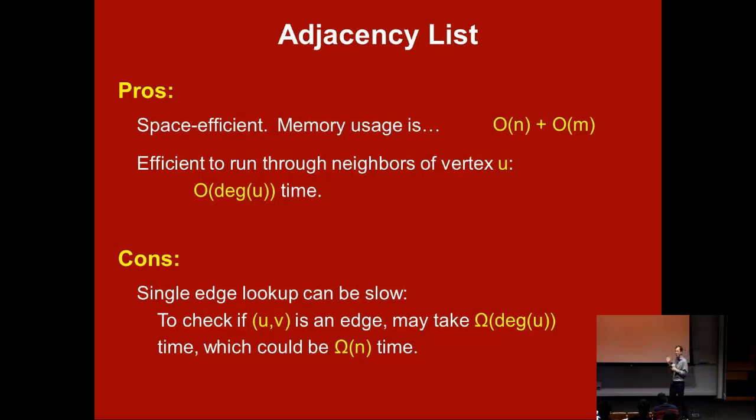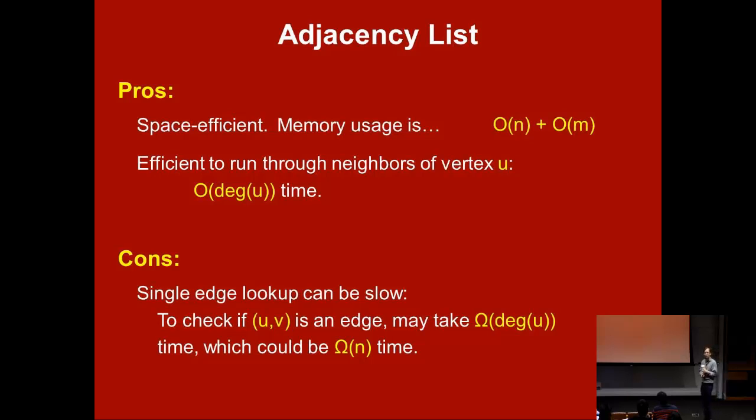I will say, though, that most of the time in life, it's kind of weird to have a graph where there are fewer edges than vertices. That's kind of unusual. So mentally, you should think of m as usually at least n. So usually you just think of it as order m, like was suggested, but technically you have to be careful about it, because you could have some weird graph with very few edges. And the other thing that was mentioned is, yeah, it's very efficient to run through the neighbors of a vertex u. You can just do it in order degree of u time, which is the best you could hope for.